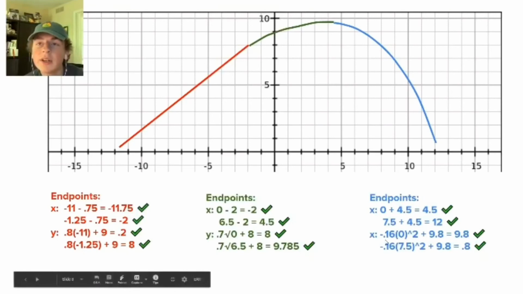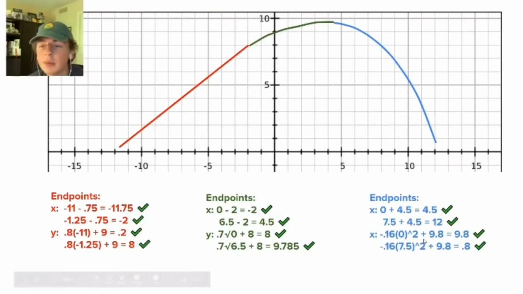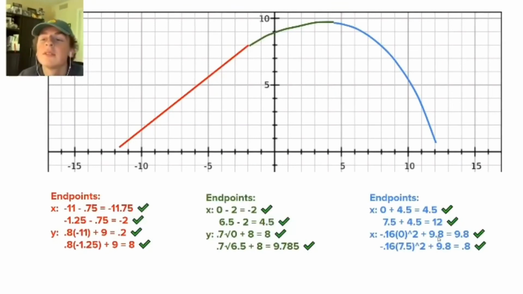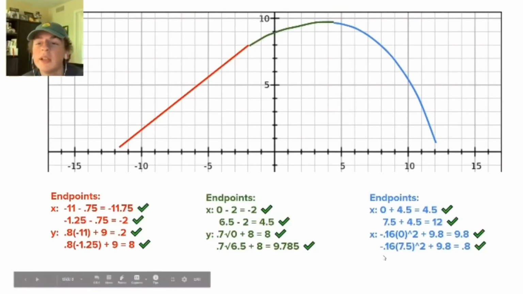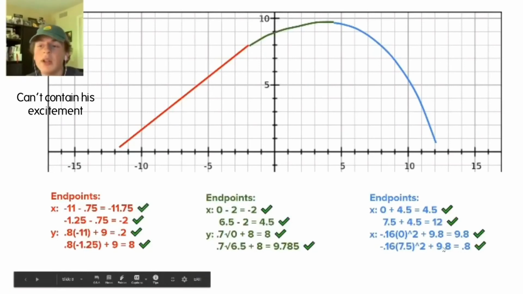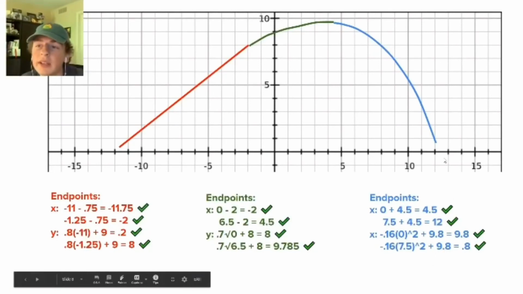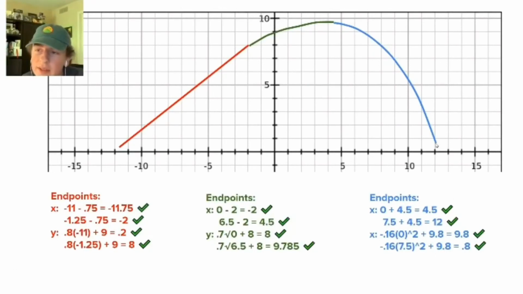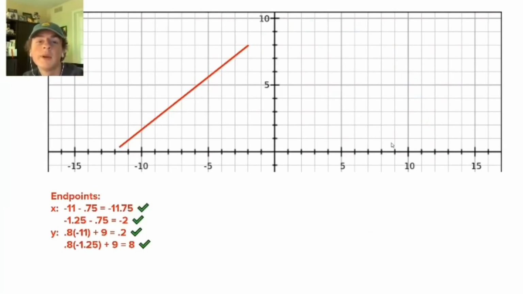And so negative 1.6 times 0 squared plus 9.8. The 0 part cancels out, so you just get 9.8. Again, it's right around 9.8. So you get a check mark, and then negative 1.6 times 7.5 squared plus 9.8 is 0.8. And if you look at that, it's right around 0.8. So another check mark. Yeah, so feel free to check my math. It all checks out. And so yeah, let's go back.